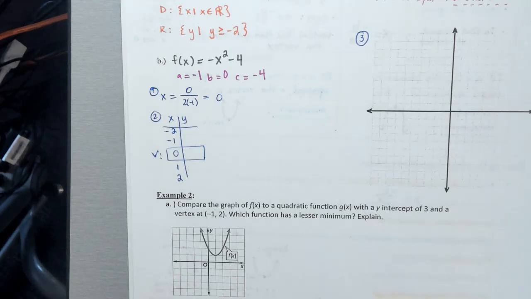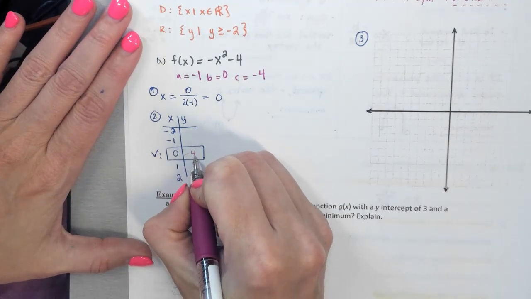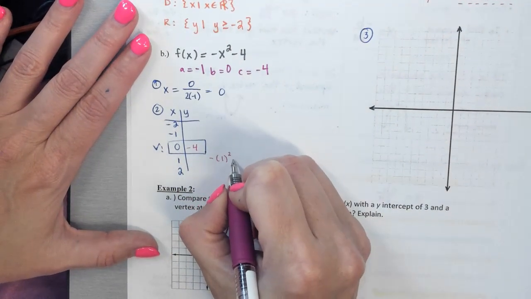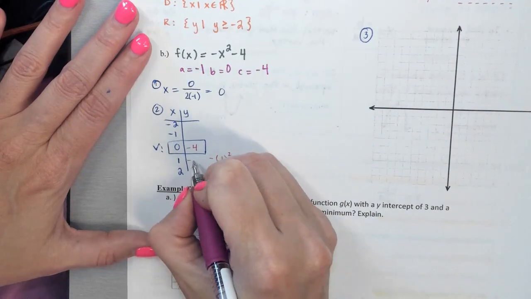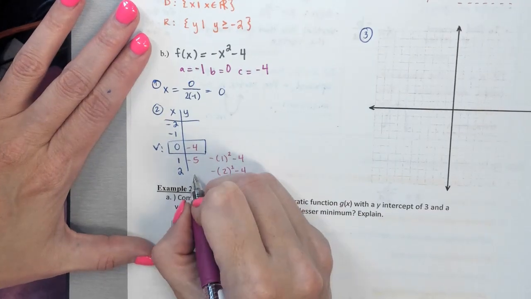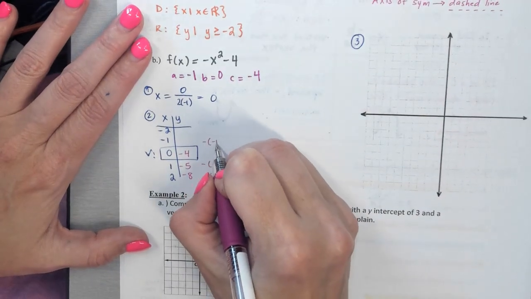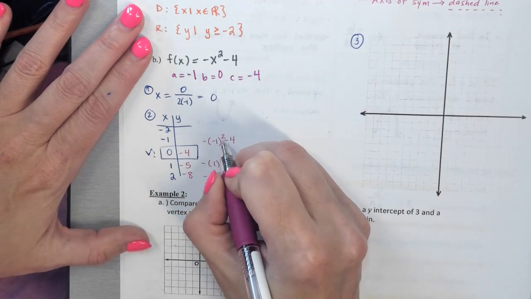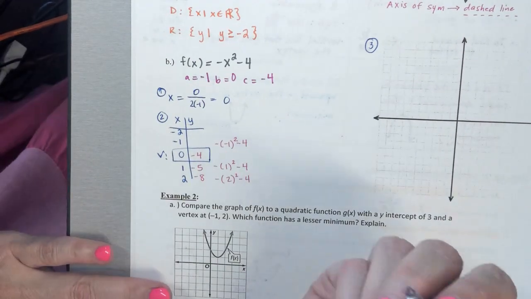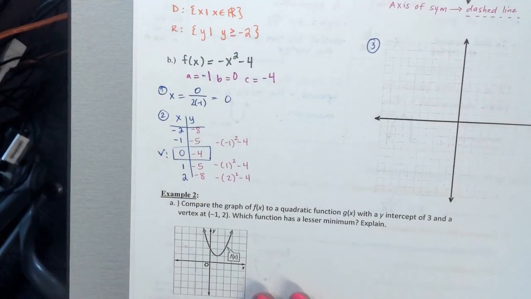What's nice about the vertex is it's also the what? For this one, it's also the y-intercept. Okay, and then if you plug in 1, you end up with -1 minus 4 to get -5. Okay, this would be -4 minus 4, which is -8. And whenever you have an exponent, do that first. This is going to be 1 times -1 minus 4, so you get -5 again. Okay, and for -2, you should get -8 again.